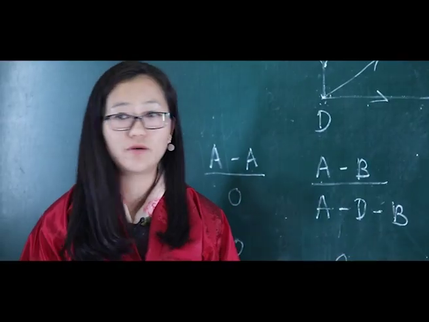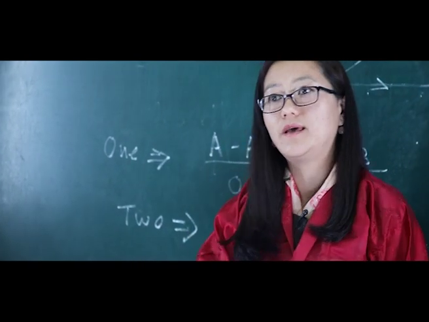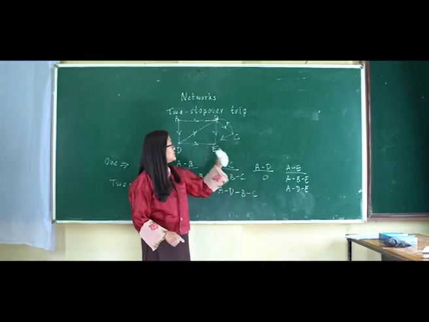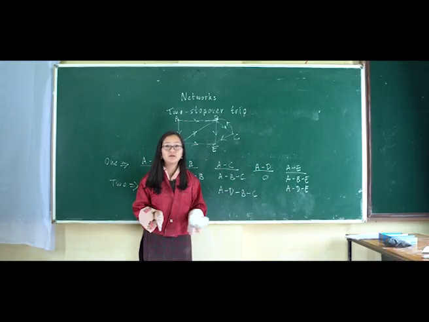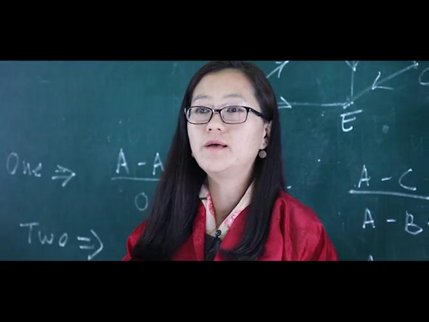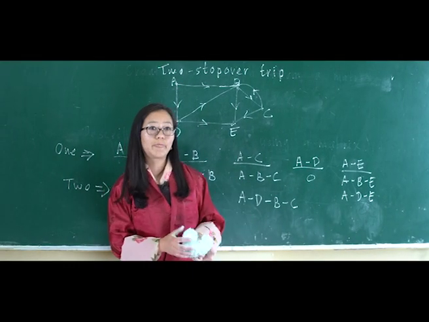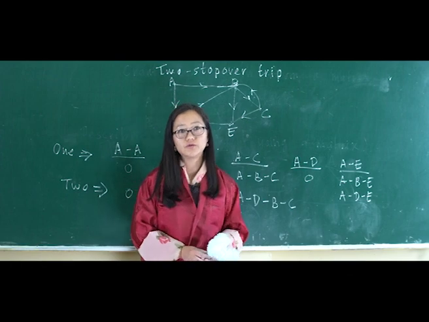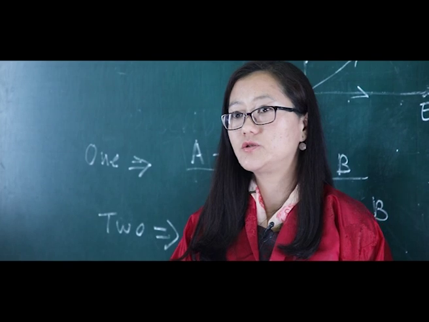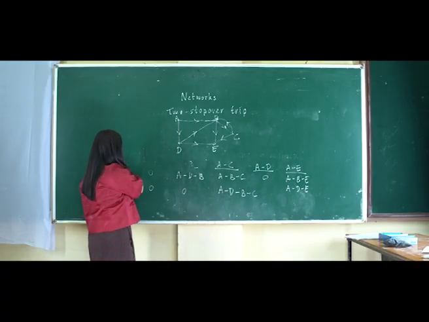This is not the end. We have to find for A to D, A to E. We have to find for B to A, B to B, B to C, and so on till we have it from E to E. That would mean in total we should be having 25 numbers of initial point to the end point. So this is one method of finding one stopover trip and two stopover trip. The other method to find one stopover trip and two stopover trip is by using matrix.